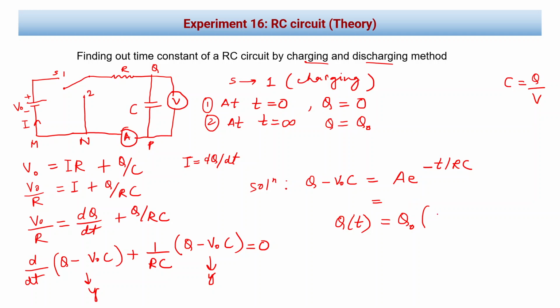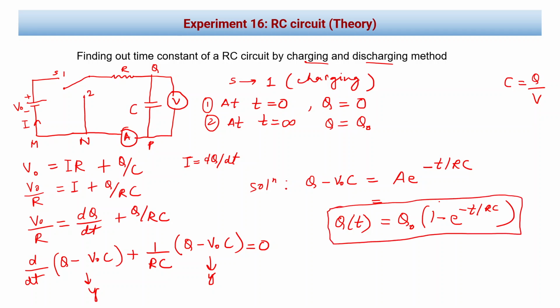So the expression that we will get is q naught times one minus e to the power minus t over RC. So this is the expression of charge while the capacitor is charging. At any time t, the charge on the capacitor is given by this expression. This is while charging. Okay.